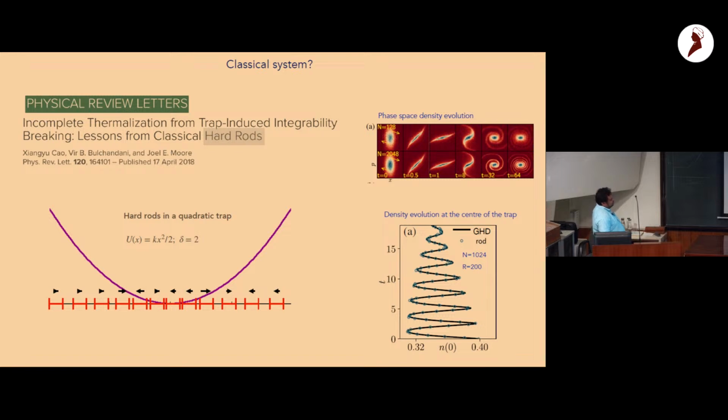But if you look at the phase space density of these rods, it keeps on developing finer and finer structures at very large times. If things thermalize, you will not see such finer structures. You will see a diffused, smeared out phase space density. But here it creates lots of finer and finer structure, which is a signature that it is not thermalizing. Okay, so these are the motivations for studying generalized hydrodynamics.